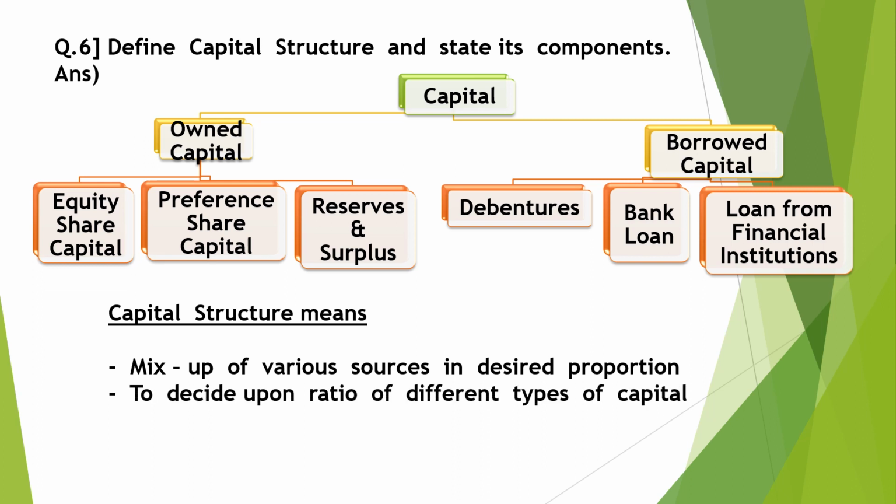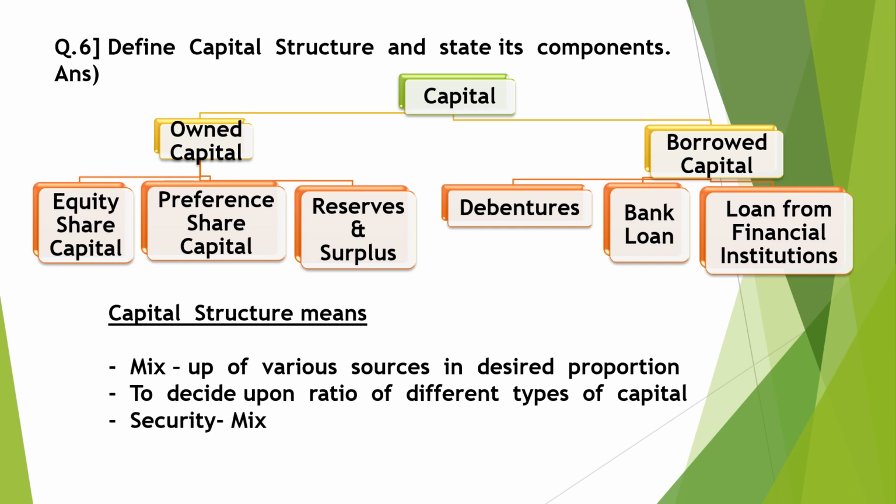Capital structure also means to decide upon the ratio of these different types of capital, which means that the corporate houses are supposed to take decisions as to what should be the amount of equity share capital, what should be the amount of preference share capital, how much reserves to be used, how much amount to be raised by means of debentures, how much to take as bank loan and how much to take as loan from the financial institutions.